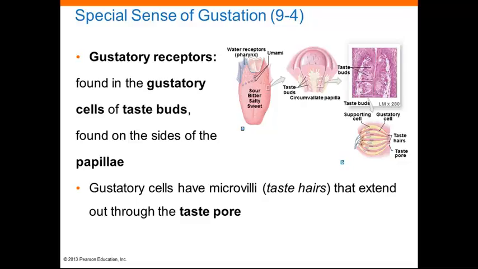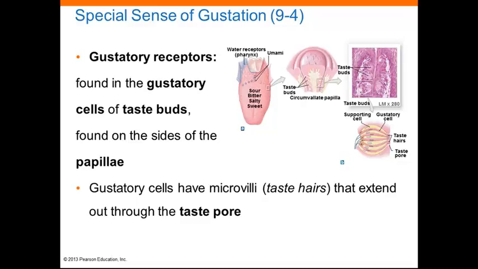Each taste bud contains sensory receptors known as gustatory cells and supporting cells. Each gustatory cell has microvilli called taste hairs that extend into the surrounding fluids through the taste pore. Taste is similar to smell, where you have dissolved chemicals that contact taste hairs, and then they stimulate a change in the membrane potential, which leads to an action potential in the sensory neuron. The primary taste sensations are sweet, sour, bitter, salty, and umami, which is like a savory flavor. We also have receptors in the pharynx for water.